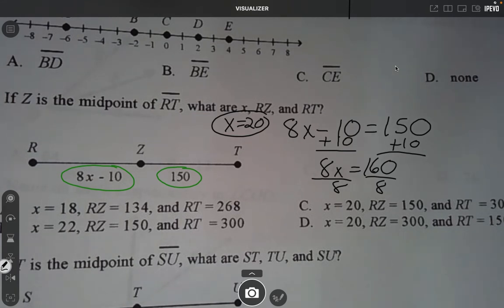It says, what is RZ? So what is it from here to here? How do you figure that out? It's 8 times 20 minus 10. Or you would know it's the same as this. So if this was 150, what's this? 150. And what's the whole thing? 300. So if that's 150, this is 150. The whole thing would be 300.